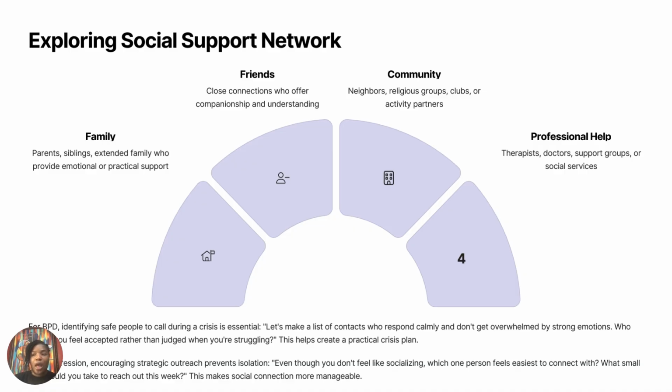Not to mention, at intake, when you're speaking with the client or even in sessions, help them or encourage them to identify their social support network, people that they can contact during a crisis. That's crucial because if they can make a list of contacts who can respond to them calmly, not get overwhelmed by their strong emotions, and help them feel accepted rather than struggling, this helps create a practical crisis plan. And this makes it more manageable for your client.